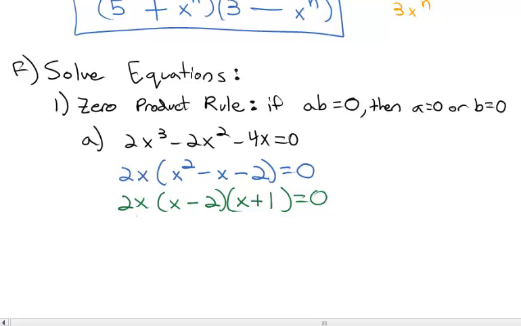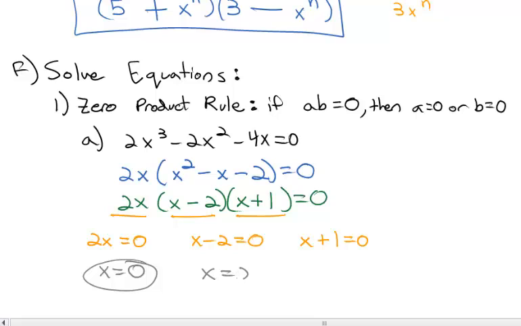Now that it's factored, we've got 3 individual products that equal 0. One of those products then must be 0. So we say either 2x equals 0, x minus 2 equals 0, or x plus 1 equals 0. Solving each of these by dividing by 2, x equals 0, adding 2, x equals 2, and subtracting 1, x equals negative 1, we get our 3 possible solutions for this problem.